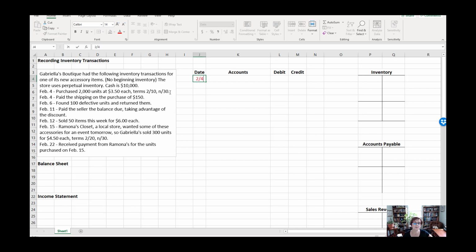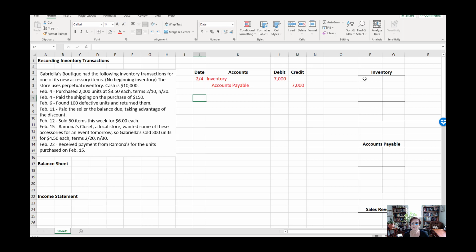All right, so this is February 4th, and what's happening? We're buying inventory on account. Remember, inventory is an asset. It has a debit balance, so we're going to debit it for, let's just put in the calculation here, 2,000 times $3.50 a unit, right? So that's going to be $7,000. We're debiting inventory because it's an asset going up. We're going to be crediting accounts payable for the same amount because we owe that money.